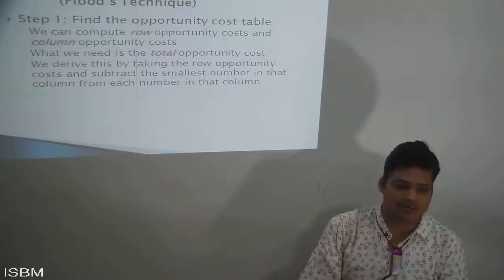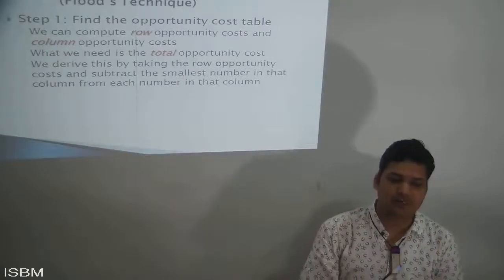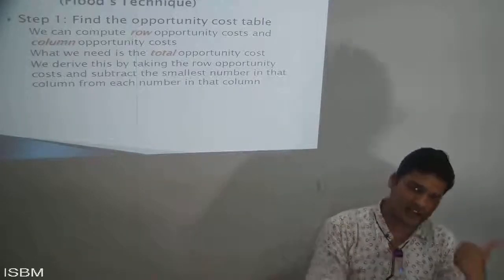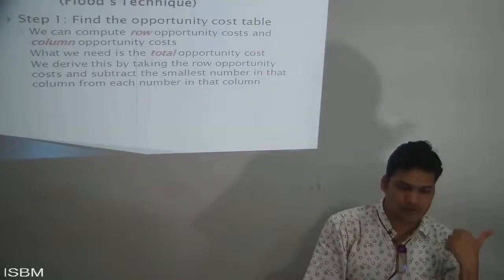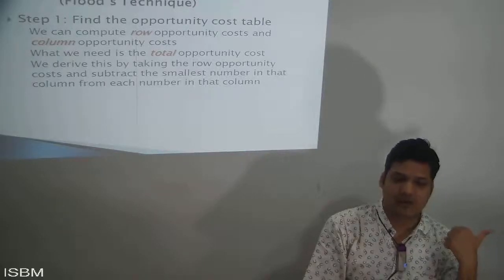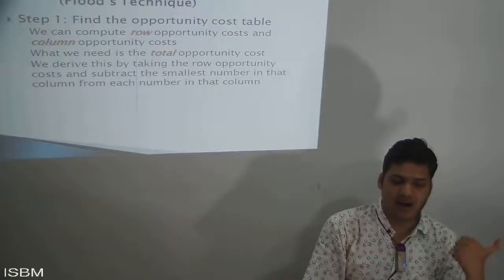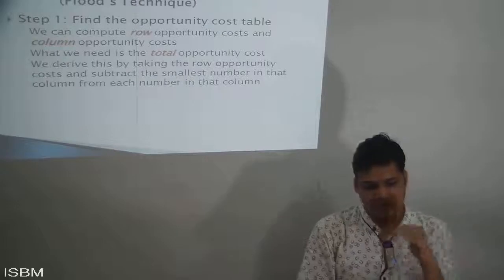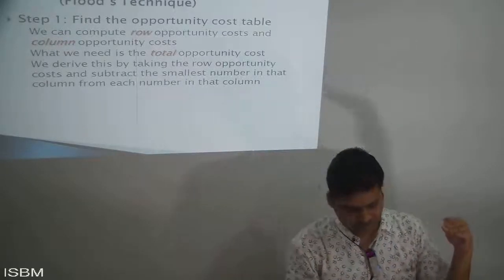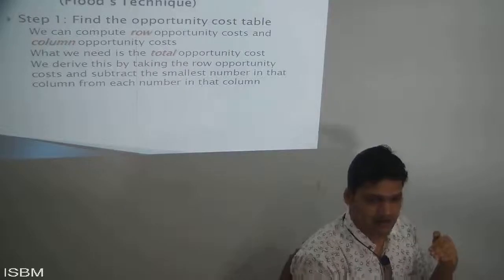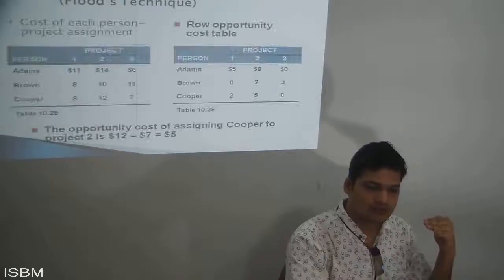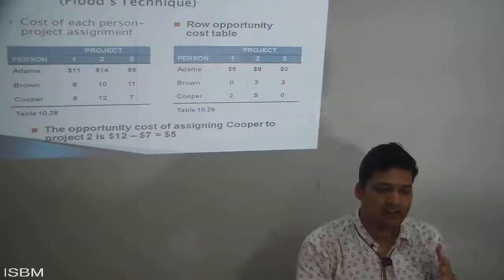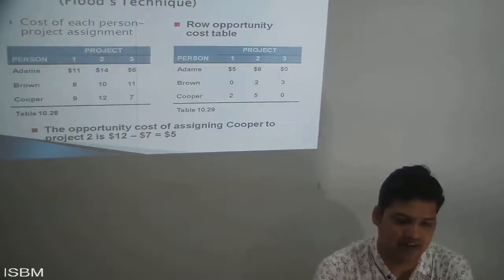Step 1, find the opportunity cost table. We can compute the row opportunity cost and column opportunity cost, which I have told you. Either we cut the row or we cut the column. What we need is the total opportunity cost. We derive this by taking the row opportunity cost and subtracting the smallest number in the column from each number in the column. We subtract the smallest number from each row or column. This is the same thing: the Hungarian method flood technique.